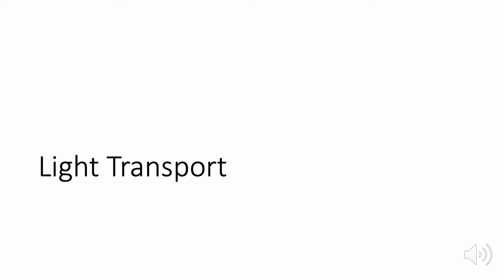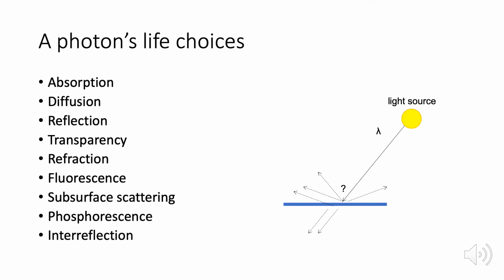In this chapter, we will study how light transports in a scene. First, let's look at the light choices of a photon. When a light ray hits a surface, multiple physical phenomena will happen simultaneously. The most familiar ones to us are absorption, which means some light energy will be lost; diffusion, where lights are redirected into many directions; mirror reflection; or maybe refraction.